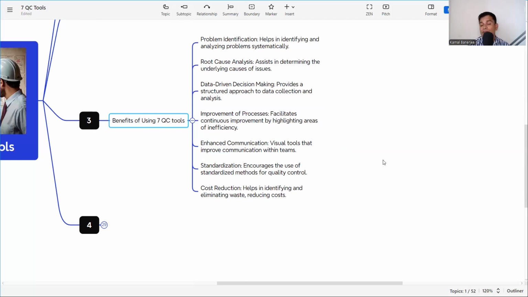Then improvement of process. It is always improving the process, because whenever we detect any defect, we redefine the process, we analyze what the deficiency is, and we incorporate that correction into the process. So that improves the process. It facilitates continuous improvement by highlighting areas of inefficiency.